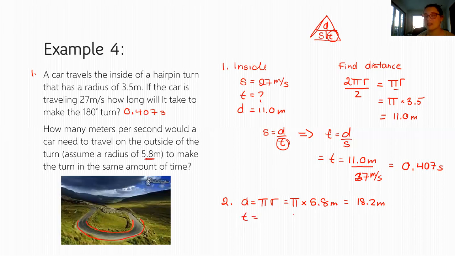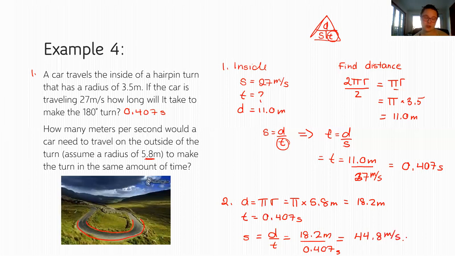Time, well, they've got to both do the corner in the same amount of time. So 0.407 seconds. So how fast is the second car? Distance divided by time equals 18.2 meters divided by 0.407 is equal to how many meters per second? If I put this in my calculator, right? 44.8 meters per second.